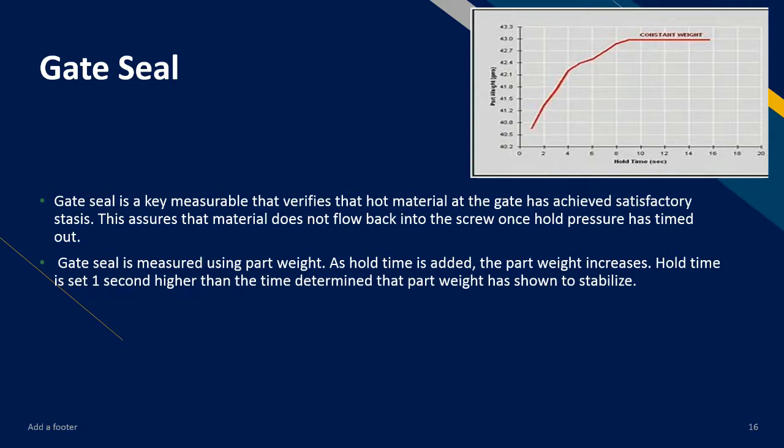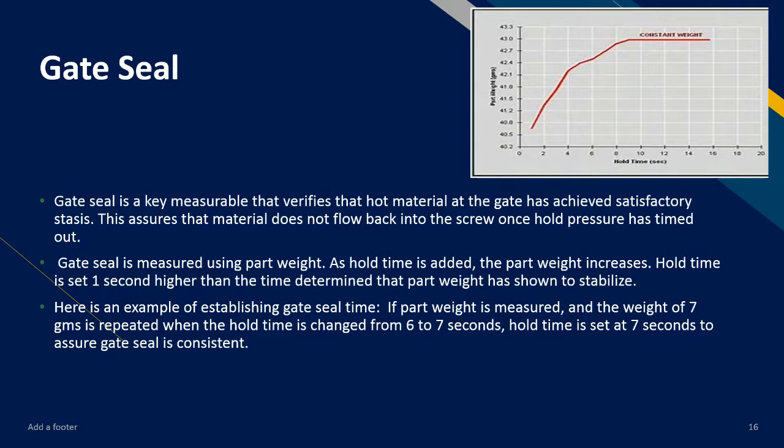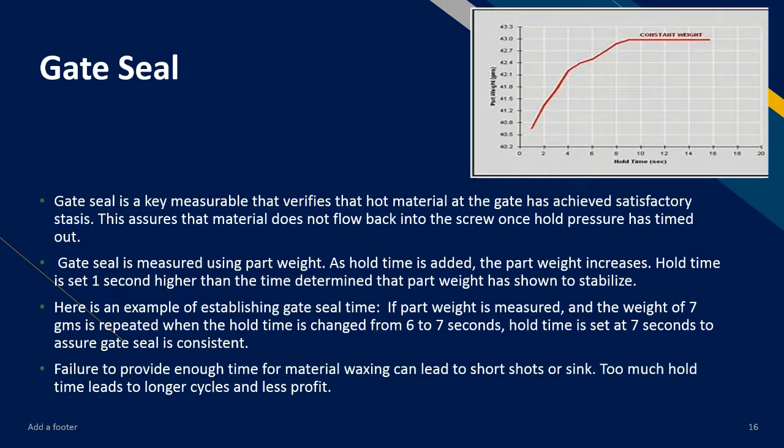Hold time would be set 1 second higher than the time determined that part weight has shown to stabilize. So an example of this would be if the part weight is measured and the weight of 7 grams is repeated, when the hold time is changed from 6 to 7, we would set the hold time at 7 seconds to assure gate seal is consistent. Failure to provide enough time for material waxing can lead to short shots or sink. Too much hold time leads to longer cycles and less profit.